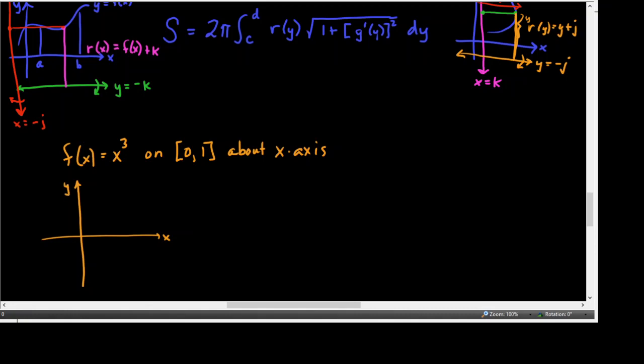So y equals x cubed from 0 to 1. That's all we have to really look at because we know the graph comes up like this. Goes like this. And I drew the right side a lot better than I did the left side, but that's okay. So from 0 to 1, that's what we're going to take and revolve that part from here to there about the x-axis.